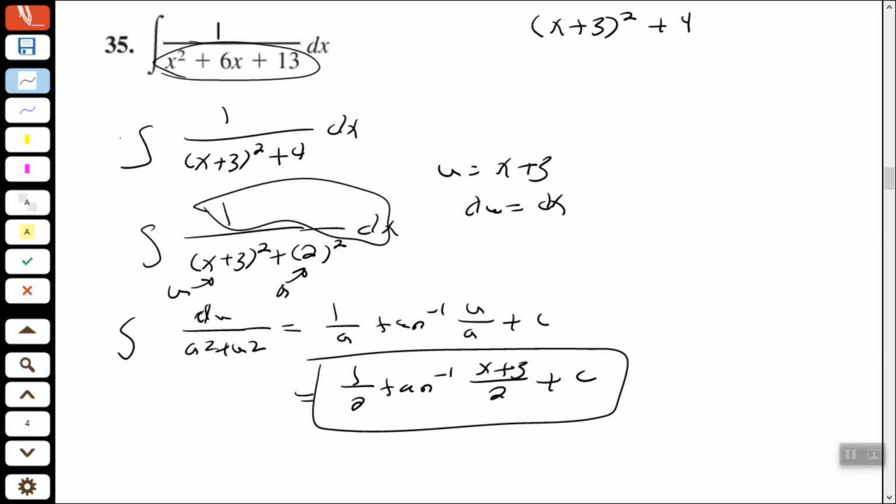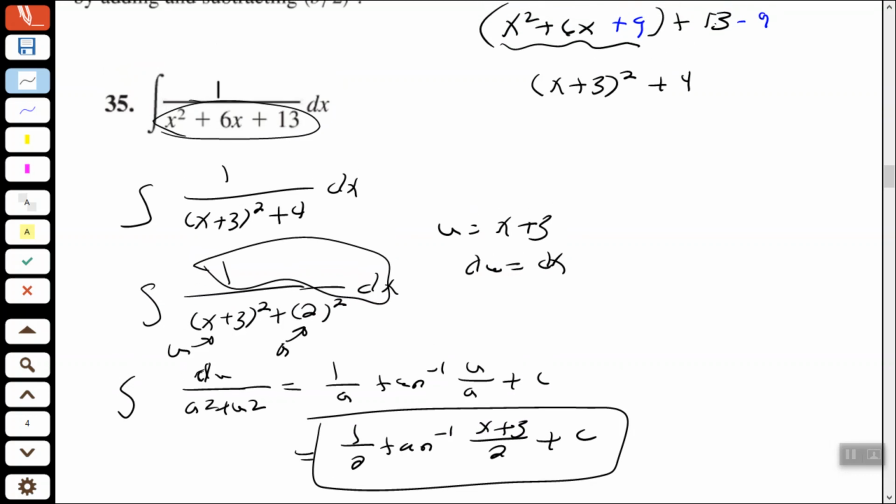I know that takes us back a little bit to completing the square, but hopefully that jogged your memory pretty good. All right, let's look at one more problem.